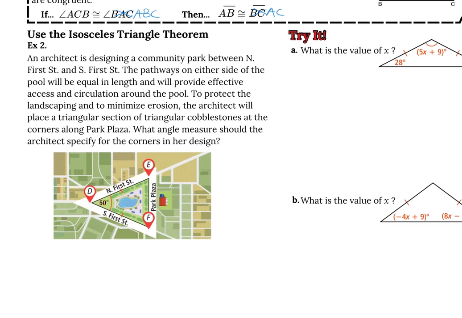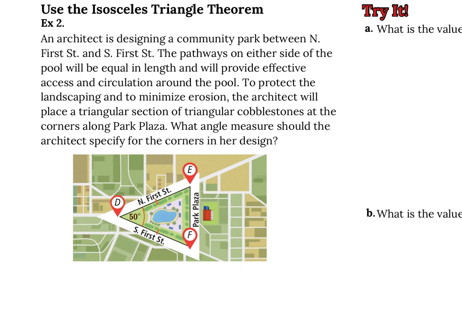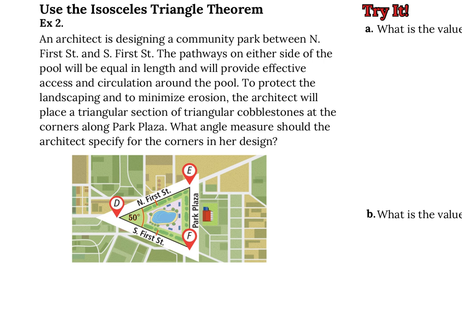All right, example 2: an architect is designing a community park between North 1st Street and South 1st Street. The pathways on each side of the pool will be equidistant, or equal in length, and will provide effective access and circulation around the pool. To protect the landscape and to minimize erosion, the architect will place a triangular section of cobblestones at the corners along Park Plaza. What angle measure should the architect specify for the corners in her design?